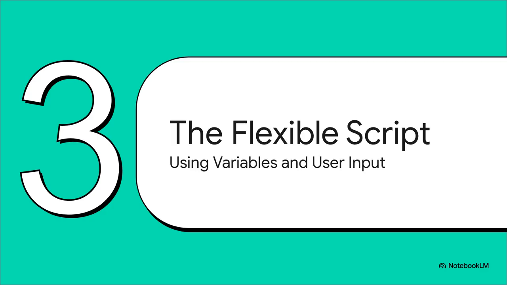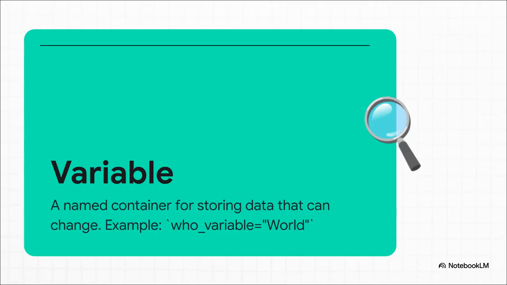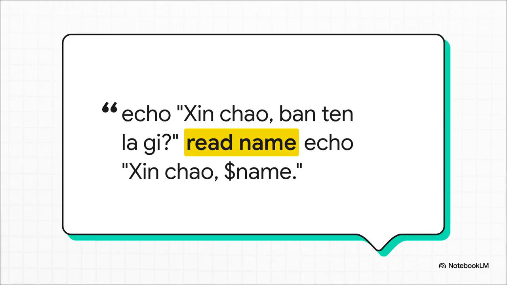Okay, so a script that says hello world is a great first step. But a script that can say hello to anyone? Now that's a game changer. Let's make our scripts way more flexible using variables and even some user input. So what's a variable? Honestly, just think of it like a box with a label on it. It's a container. In this case, we have a box with the label who's variable. And inside that box, we've put the text world. The cool part is, later on, we can just refer to the label and the script automatically knows to use whatever's inside the box. And we can even let a user fill that box for us.